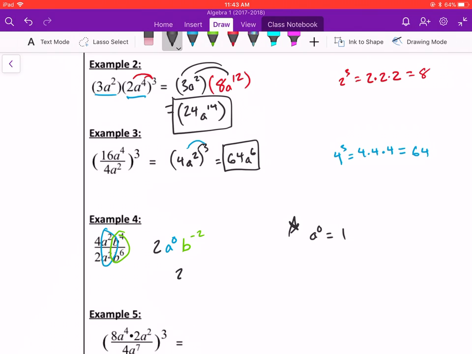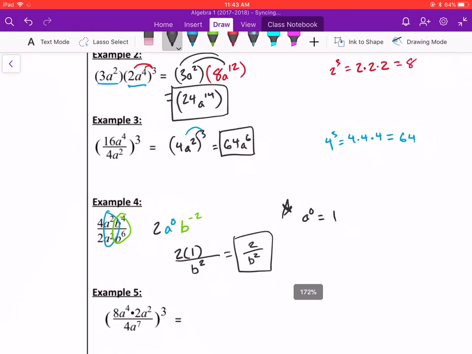So that means this would be 2, 1, and then remember your negative rule, right? You can't have a negative exponent, so you get rid of the negative. It's on the numerator, right? So we're going to put it in the denominator as b squared, all right? And that just is going to be 2 times 1 is 2 over b squared, and that's our answer.